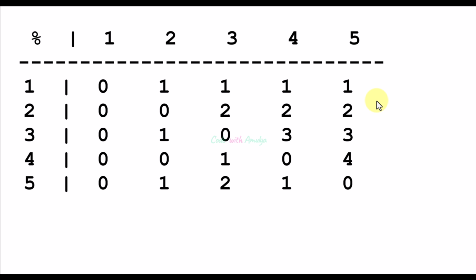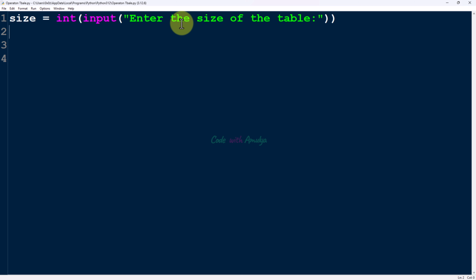Next, let's write the program. In the Python file, first we'll ask the user to enter the size of the table, and table size is an integer value, so we'll convert the input to integer using int function, because in Python 3 by default this input function will take input as string value, right?